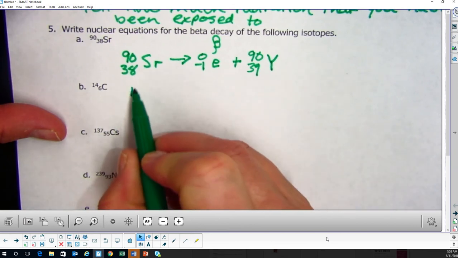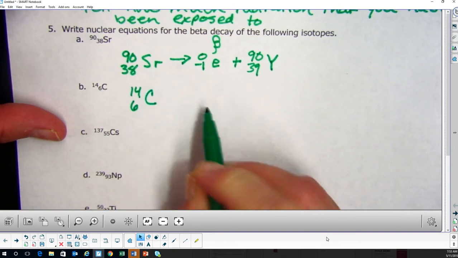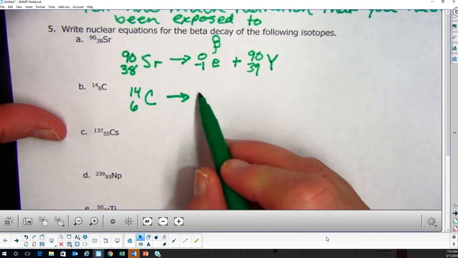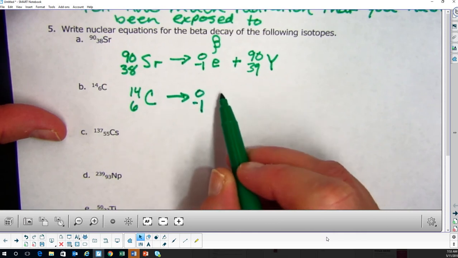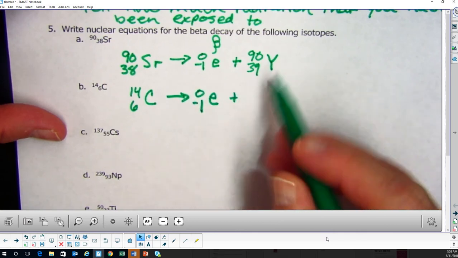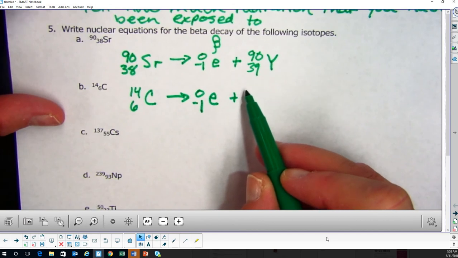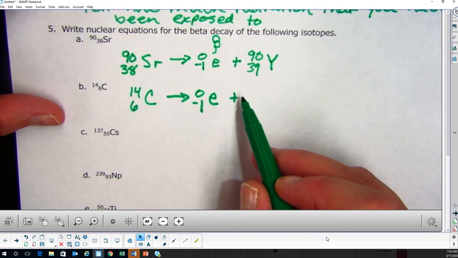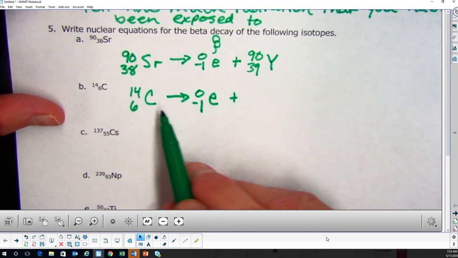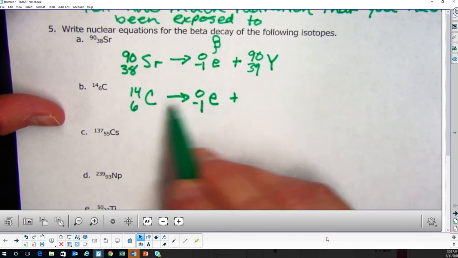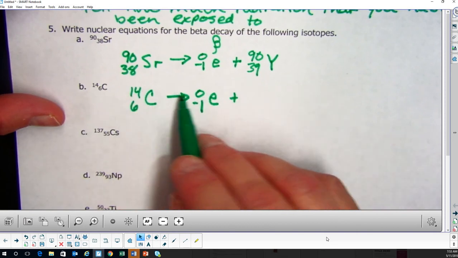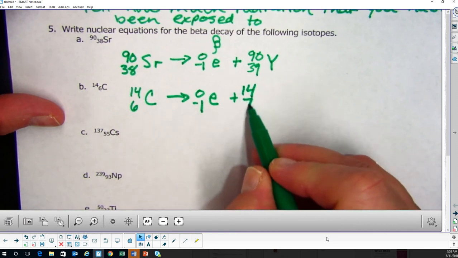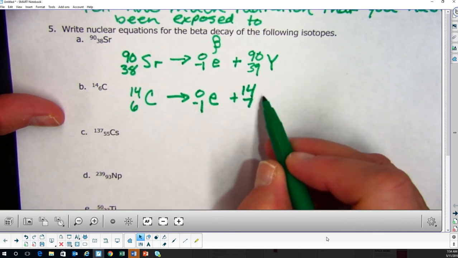So let's do 14,6 carbon. How's it going to decay? Again, 0, -1, and it's an e plus, what am I going to get? Wait, are they all 0, -1? Well, we're going to change it up. I'm going to switch halfway through. Okay, so what do I get on this other side? So 14 equals 0 plus 14, and 6 equals -1 plus 7, and 7 is nitrogen.